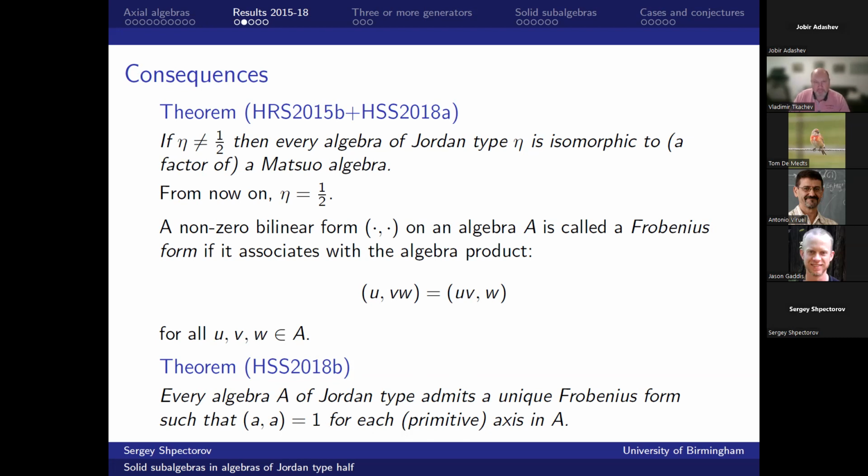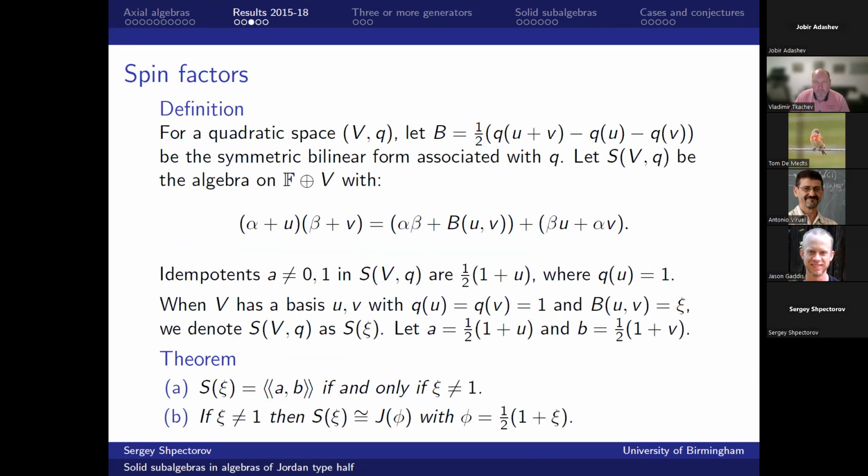So in particular, the form is non-zero. It always exists. It is always unique for any algebra of Jordan type 1/2. It's not part of the axiomatics. It just follows from the fusion law.